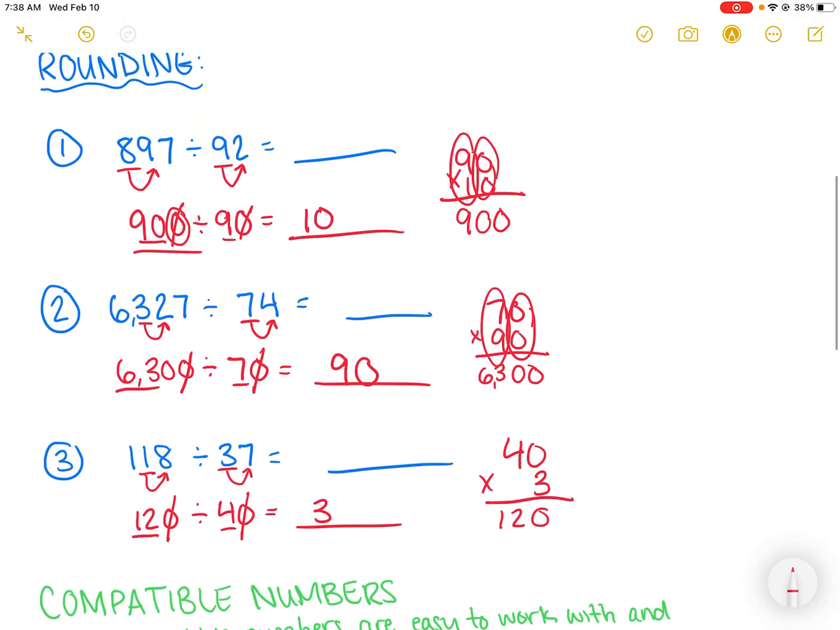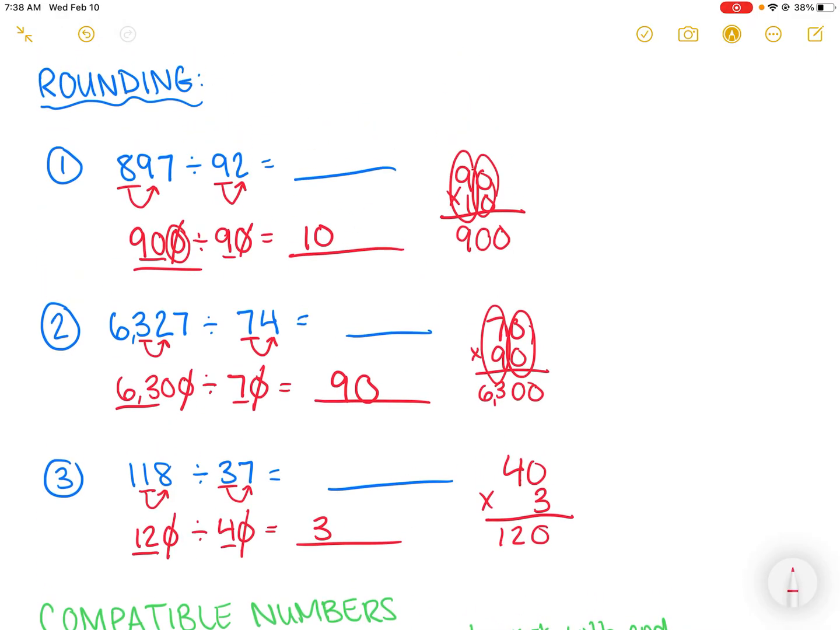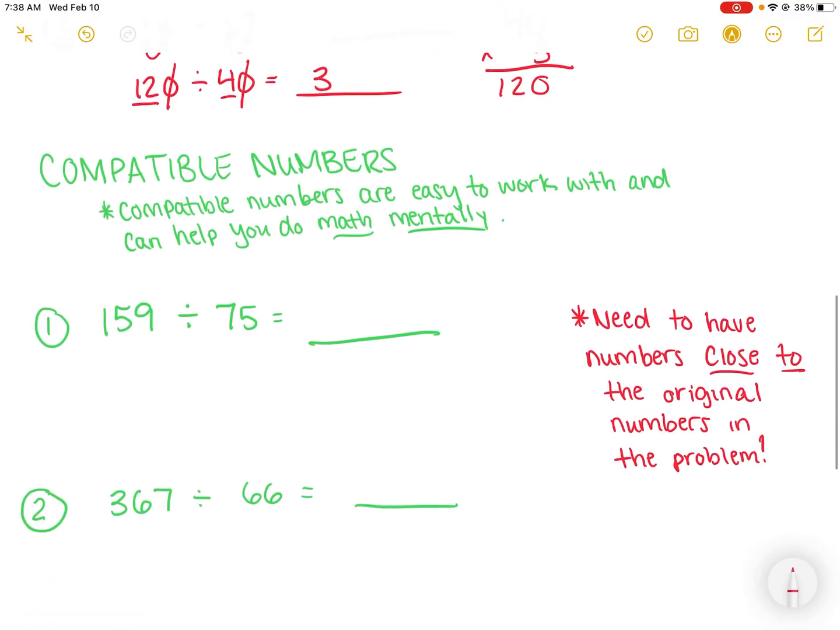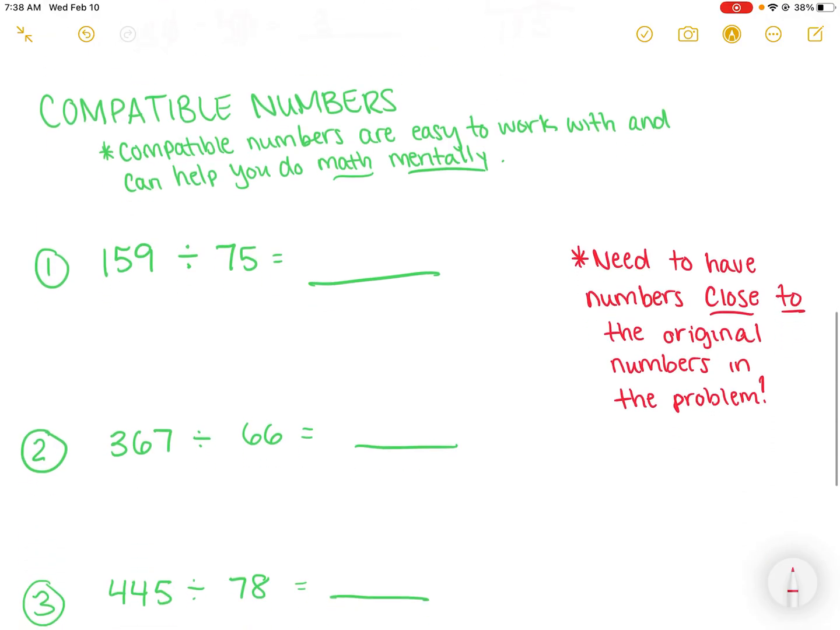So rounding to find your answers to division problems is something that might be a little easier because you have done it many times before. But I do want to show you how to use compatible numbers. Compatible numbers are similar to rounding, except there's really no rules when it comes to it. So compatible numbers are easy to work with, and they can really help you when you want to try to do mental math, which is in your head.